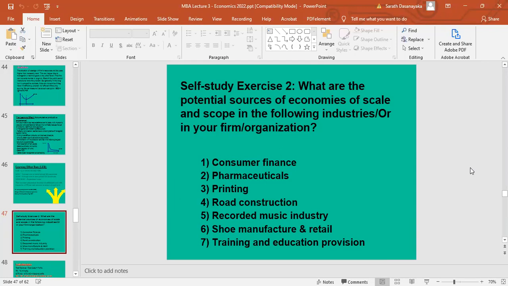I just put a few areas: consumer finance, what are the economies of scales and scope, pharmaceutical sector, printing, road construction, recorded music industry, shoe manufacturing, retail, training and education.